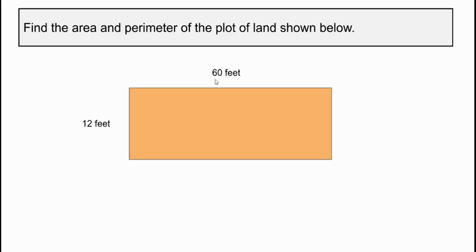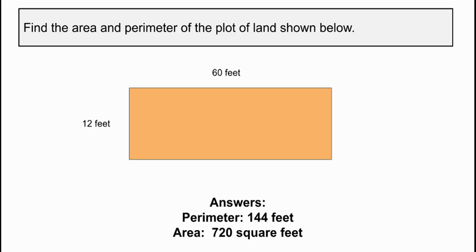So as in the other videos, you can pause it at this point, try to solve the problem, and then continue the video when you are ready to look at the answer. So go ahead and pause right now. And the answers that you should have gotten are a perimeter of 144 feet and an area of 60 square feet. If for some reason you didn't get one or both of those answers, please go back and watch the video again and try to solve this one more time.